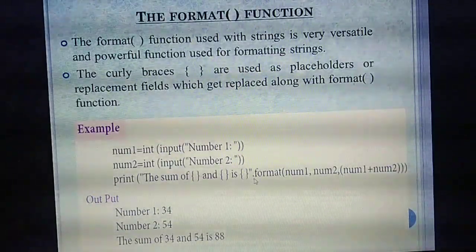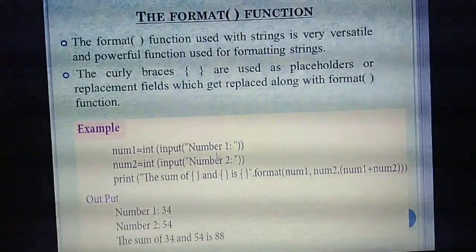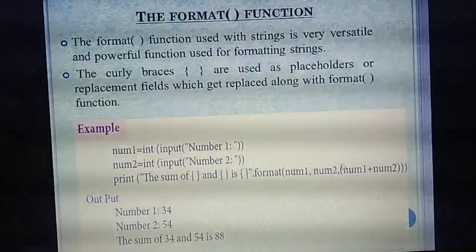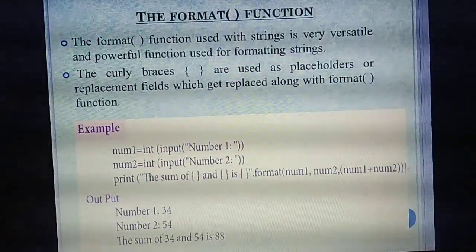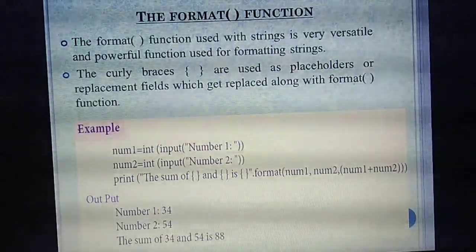So what's the thing you need to give in the format function? Dot format. How many numbers are you entering? 2 numbers, entering in the variables num1, num2. Then you need to add that, you need to give in brackets num1 plus num2. Okay. So now you run the program and take the output.